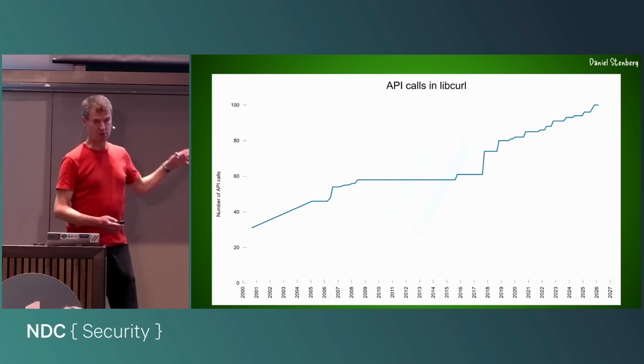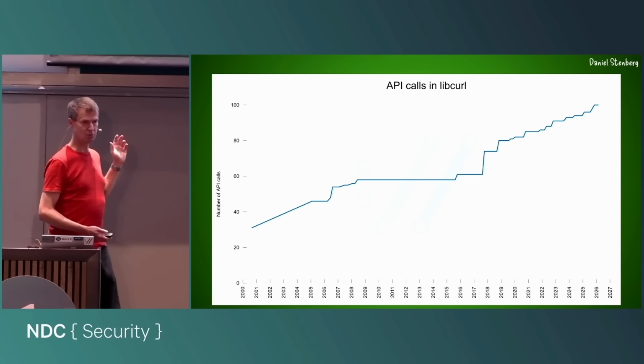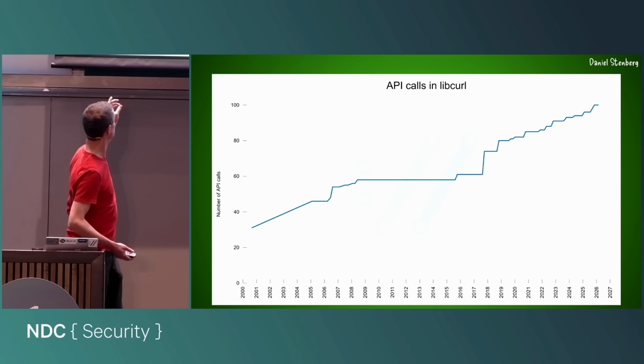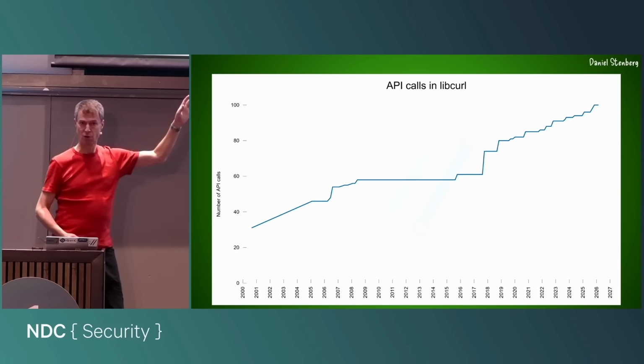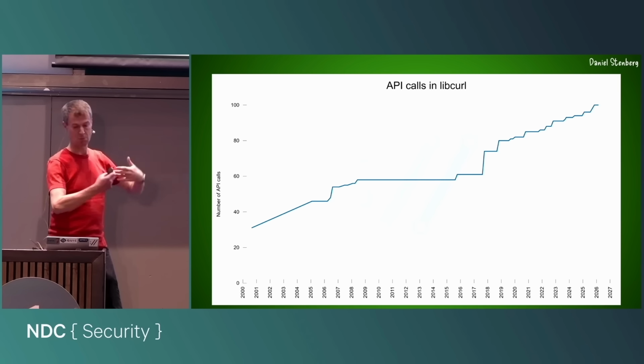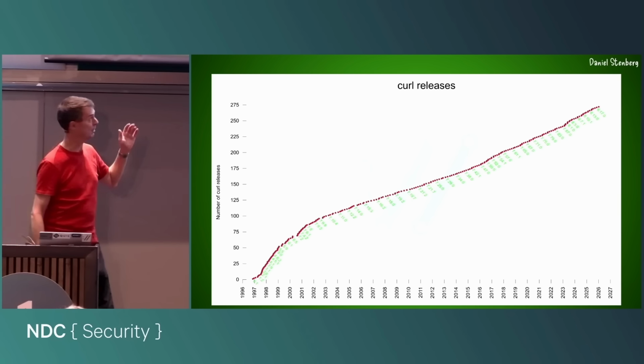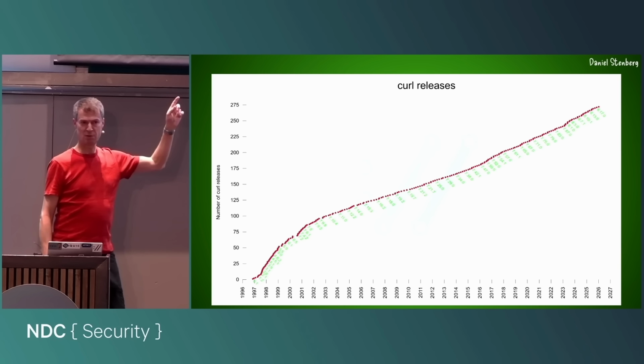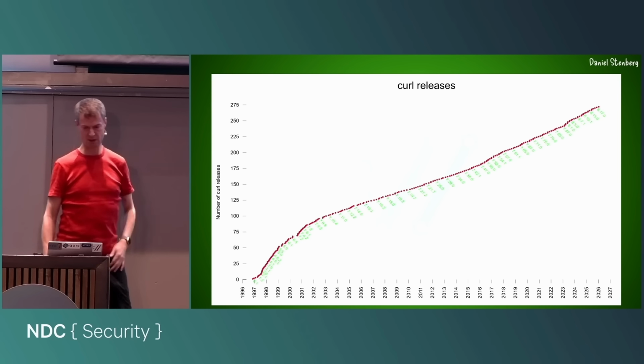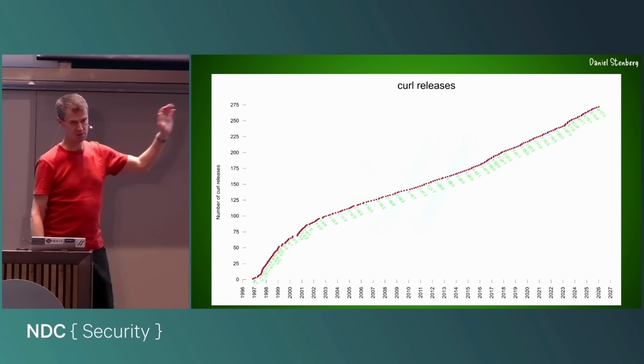API calls in libcurl, because we created libcurl, the library, in 2000, and it was fairly simple back then, and then it just grew as well. Everything just grows and grows and grows. Number of releases in curl we have done now 200, and similarly the number of command line options, 270 something. Steady pace all through time.